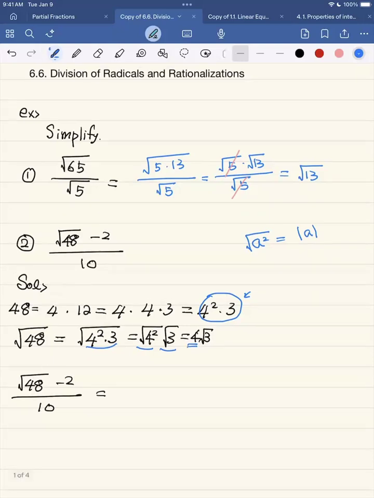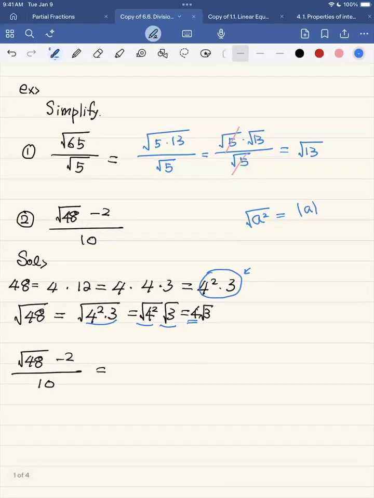When we have a fraction in this way, we can separate the terms. So we can write it like this: square root of 48 over 10 minus 2 over 10. We know that square root of 48 is 4 square root of 3, and we have 10 in the denominator, and we have 2 over 10.